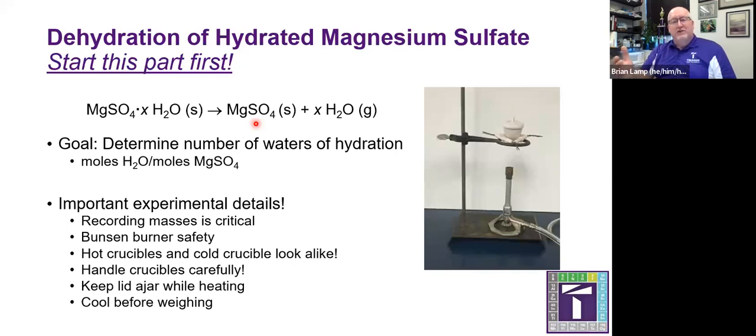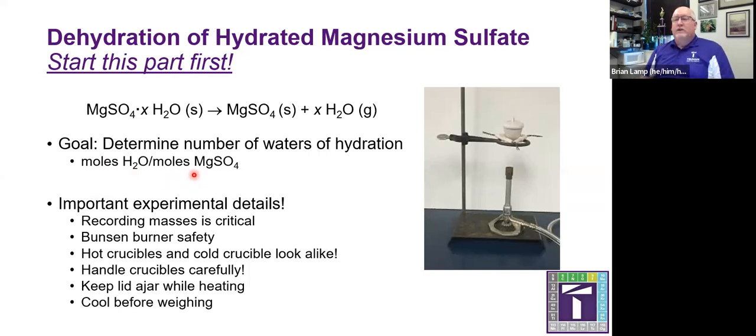And if we know the mass of water that's been driven away, we can figure out how many moles of water were present. If we know the mass of magnesium sulfate that remains, then we can figure out how many moles of magnesium sulfate were present. And our number of waters of hydration is just a ratio of those two values. The moles of water that we drove off divided by the moles of magnesium sulfate that were present in our hydrate.